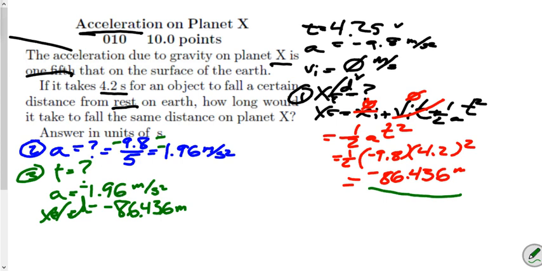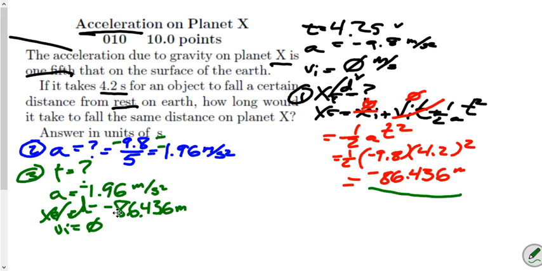Now, I am not rounding at all right now. The reason I'm not rounding is that if I round a little bit, especially a little too much in between steps, when I get my final answer, it could be outside of 1% error. So never round in between steps. What else do we know about this planet? Well, it's also going to be dropped, so we still have an initial velocity of 0.